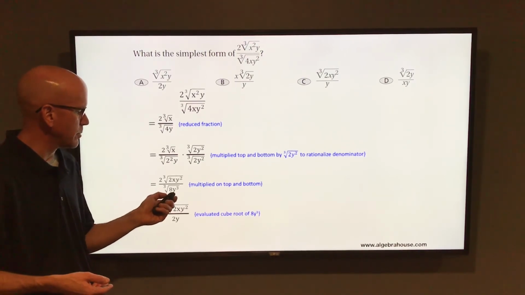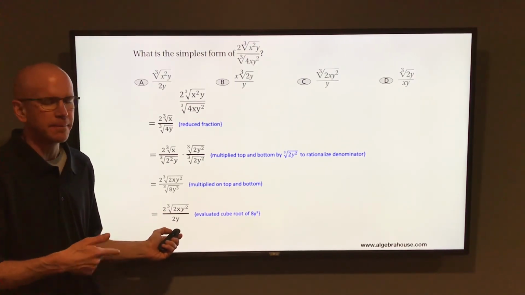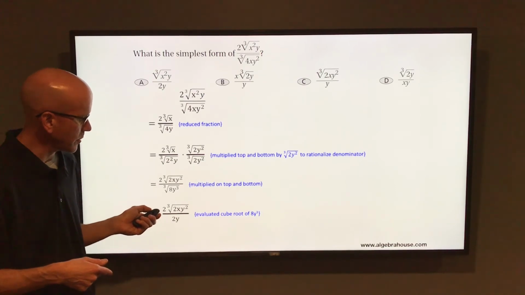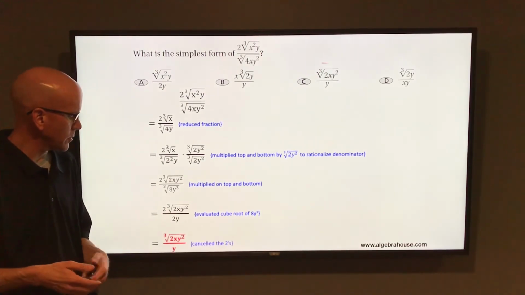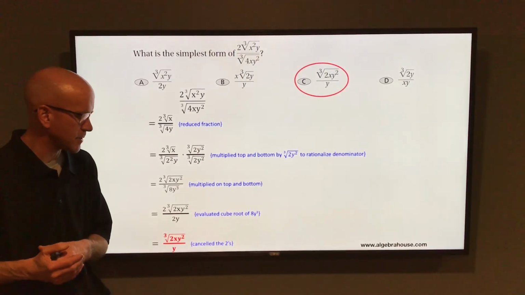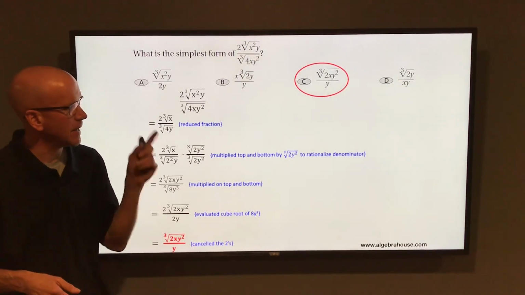The cube root of 8y to the 3rd turns out to be 2y. Then you can cancel the 2 with the 2 in the numerator, the 2 that's outside the radical sign. So if you cancel those, that is the cube root of 2xy squared all over y. And that is letter C.